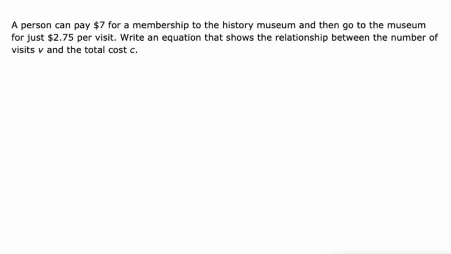A person can pay $7 for a membership to a history museum and then go to the museum for just $2.75 per visit. Write an equation that shows the relationship between the number of visits V and the total cost C. So cost is dependent on the number of visits, so that's going to be our dependent variable. What's our constant rate of change here? It's $2.75 per visit V. And then this time it's $7 for the membership, so that's just paid up front. So C equals 2.75 V plus 7.